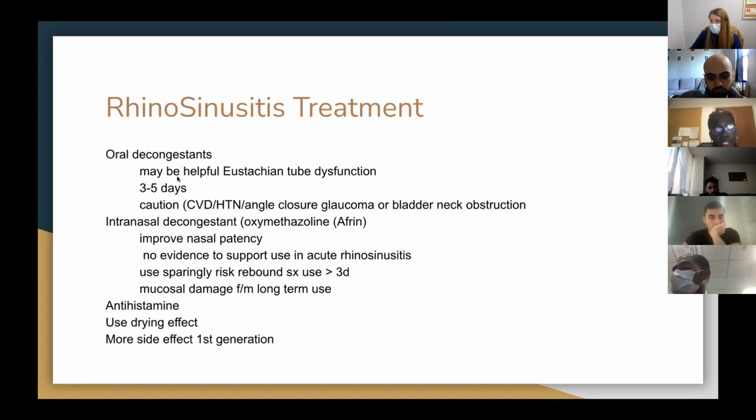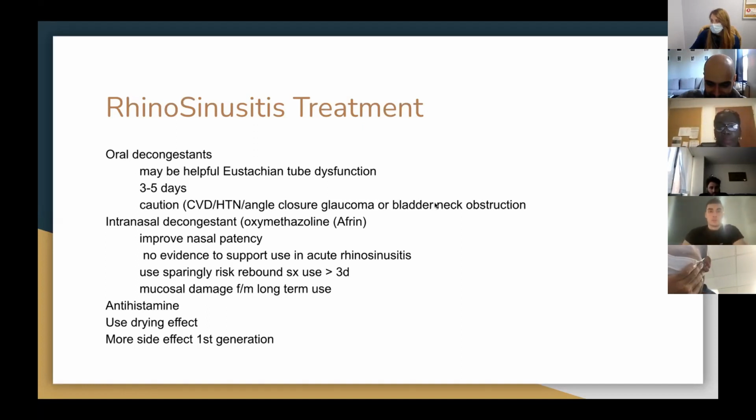The oral decongestants are also good for decreasing the eustachian tube dysfunction that people feel. Don't use it for more than 5 days. Some people who have a history of cardiovascular disease or hypertension, you need to be careful with them because of elevation of their pressures. People with glaucoma, specifically angle-closure glaucoma, can have an increase in the pressure in the eyes, and it can cause damage to their nerves.